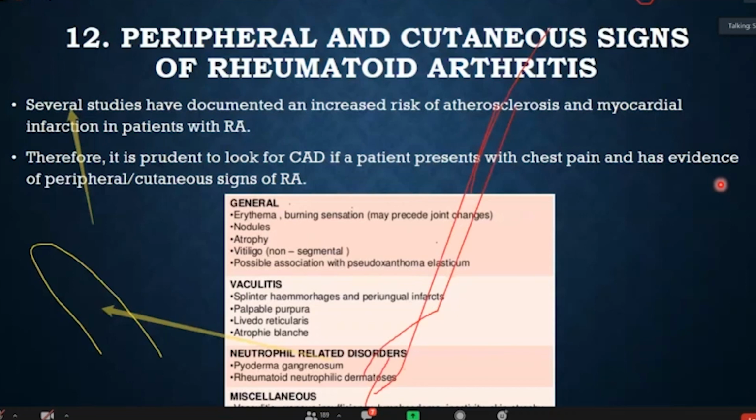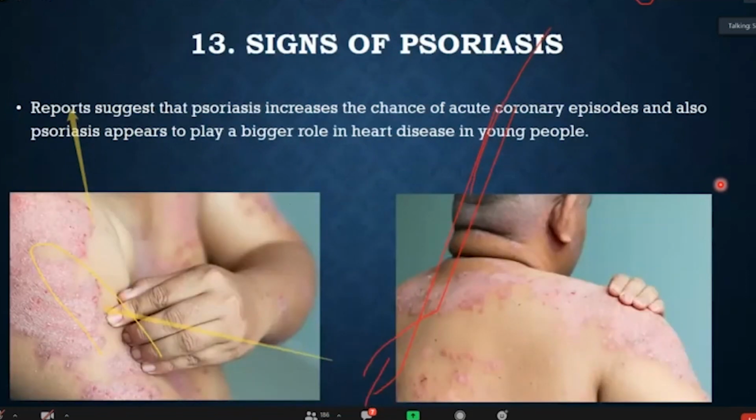These are all the general examination findings. I think from our medicine days, we know all these findings, so I won't go into the detail. And finally, psoriasis. This is again one disease which has been coming up. There is a role in acute coronary episodes. Psoriasis increases the chance of acute coronary episodes.